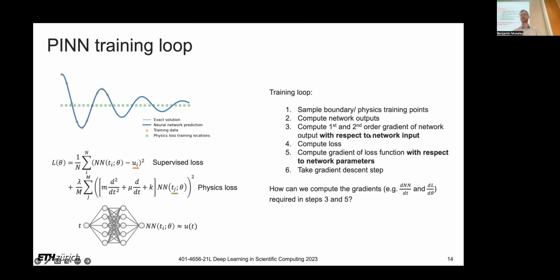But let's just imagine we have those, and then we compute the loss. But once we've got the loss, we also need to compute the derivatives of the loss function with respect to the network parameters to use gradient descent. So somehow we've got to compute another set of derivatives by differentiating through these derivatives in the physics loss. Okay, so we need to understand how we actually do this.